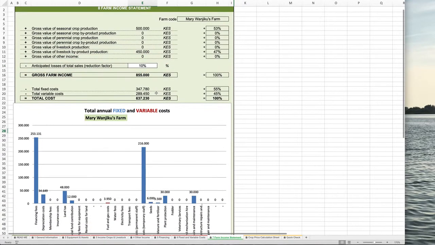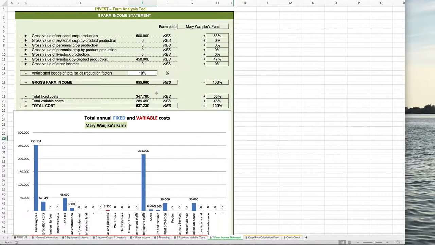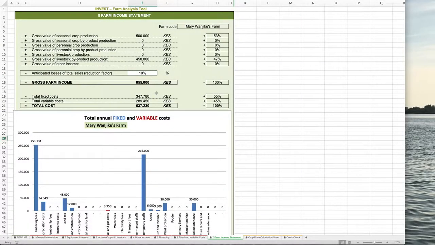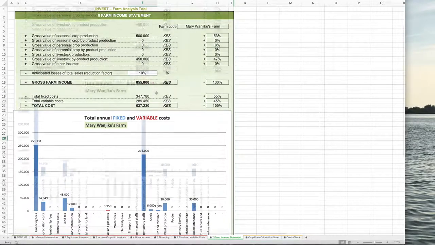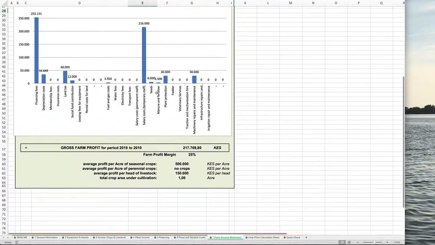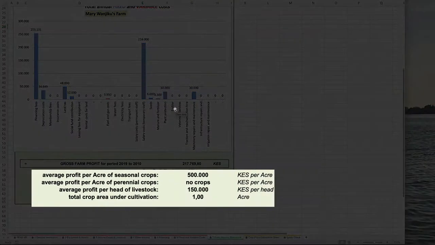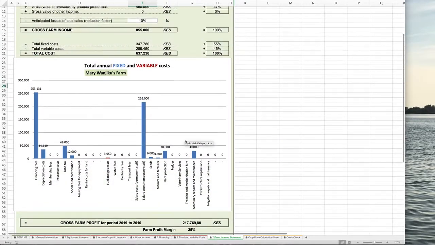The farm's gross income is 855,000 Kenyan shillings, and the total cost or total expense is 637,230 Kenyan shillings. The farm's total variable costs are 289,450 Kenyan shillings, and the gross farm profit is calculated as 217,770 Kenyan shillings. You can also see some indicators for the farm's economic status on the bottom of the page. In the graph, you can easily see that labor is the highest variable cost factor.